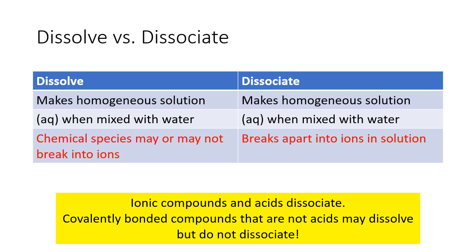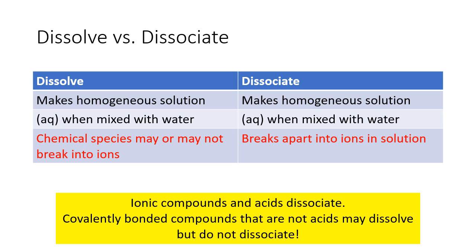We'll compare sugar and salt to get a better handle on this. Both sugar and salt dissolve in water, but when I put sugar in water and dissolve it, the sugar makes a homogeneous solution where the sugar molecules are still sugar molecules, just evenly mixed. They're spaced throughout the solution. It dissolves. It does not dissociate. When you put salt in water, sodium chloride dissociates to form Na plus and Cl minus ions in solution. In other words, it both dissolves and dissociates.